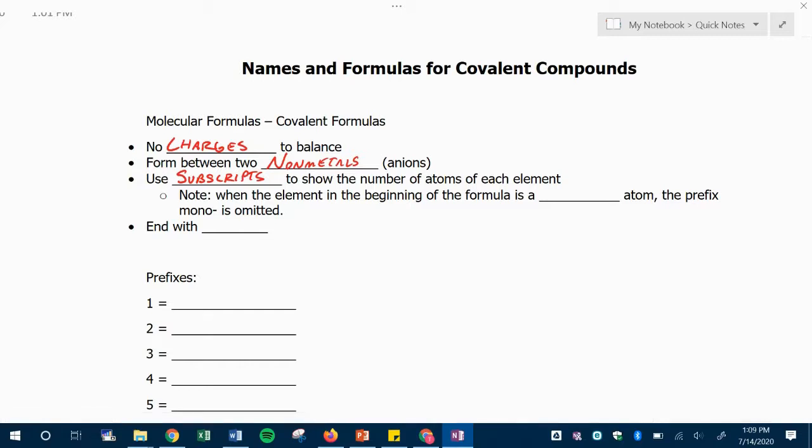Now, just a note, when the element at the beginning of the formula is a single atom, the prefix mono is omitted. Then the ending of our second element is always going to end in "ide." That's the big thing, it still gets that "ide" ending.